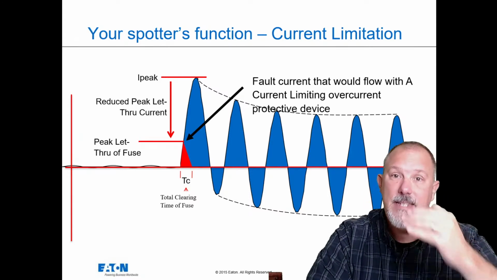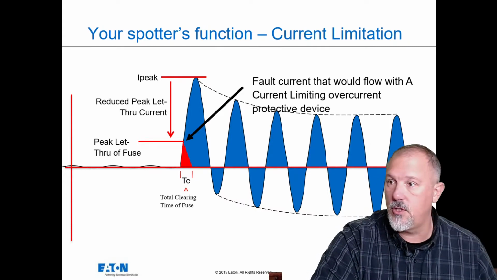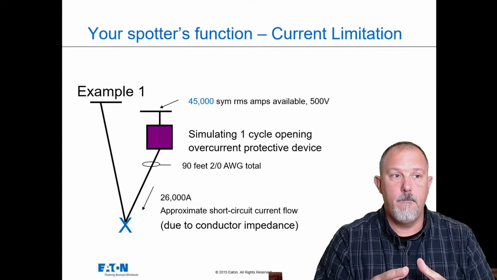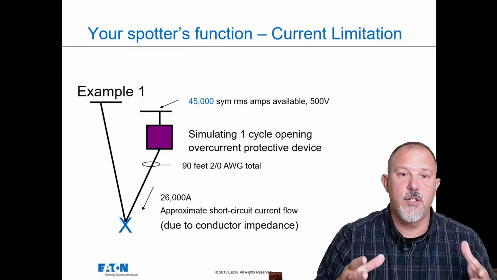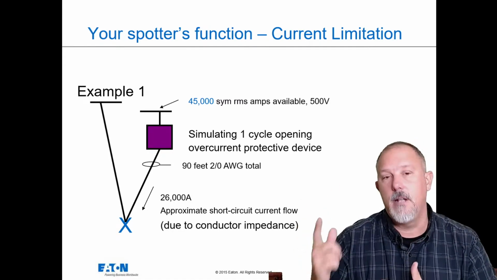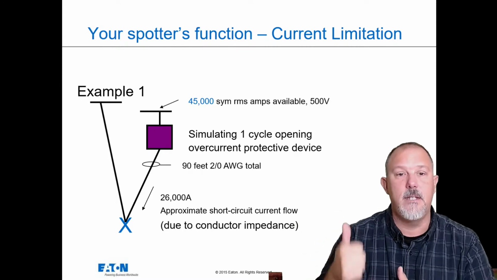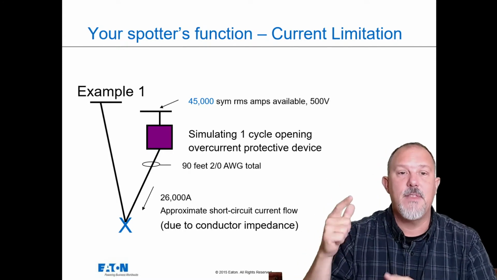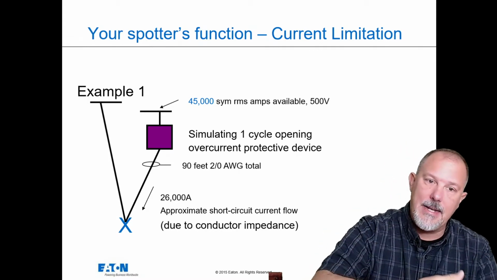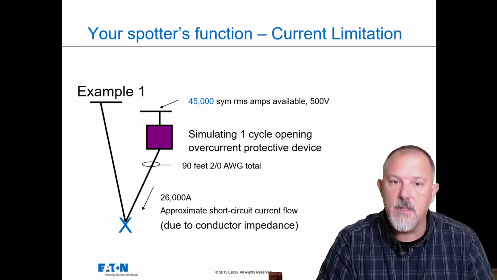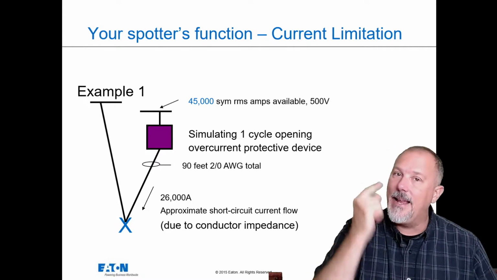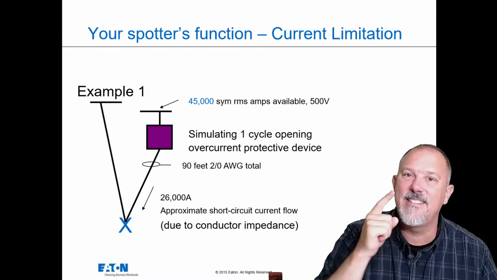And to demonstrate that, we use what we call the cable whip demonstration. So what we do is we set up a circuit in a lab. We got 90 foot of 2-watt conductor, kind of stiff, and you all know that. 45,000 amps of available fault current at the leading edge, but because of the impedance of the conductor, I got 26,000 amps flowing through the conductor, and I let the current flow for 1 cycle.